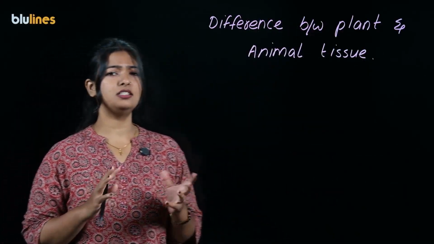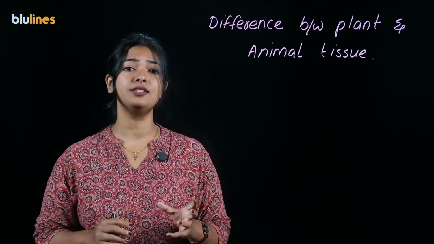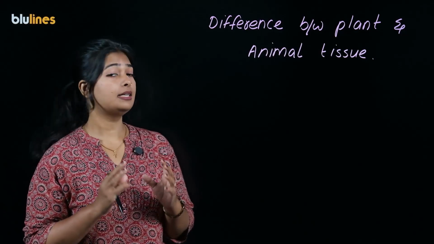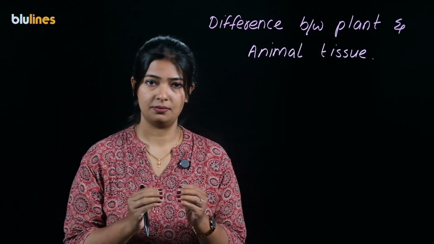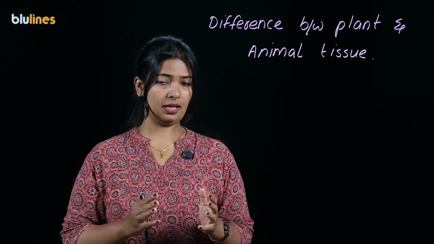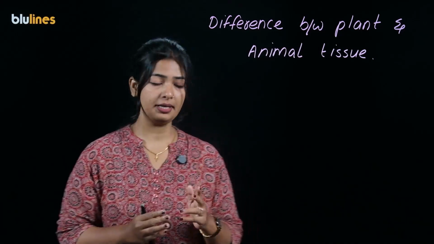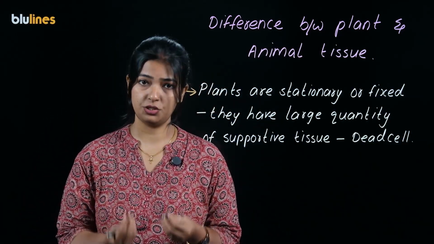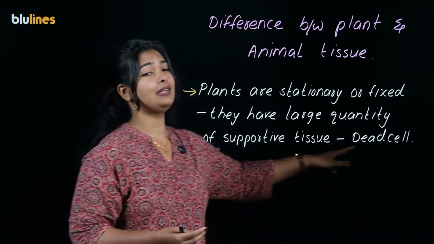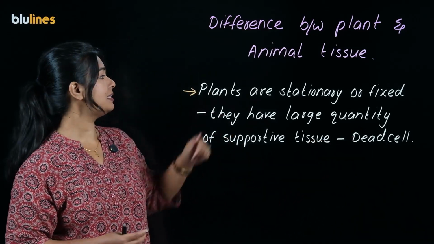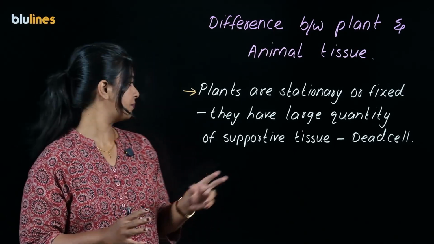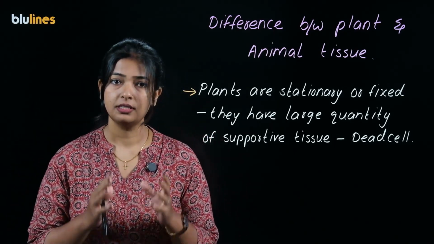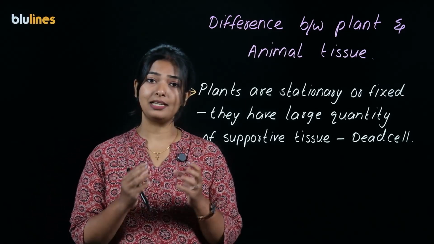So, let's see the difference between a plant tissue and an animal tissue. Plants are stationary or fixed. They don't move around and they are upright, right? So, they have lots of supportive tissues which are dead cells. Plants are fixed and have a large quantity of supportive tissues which are dead cells.